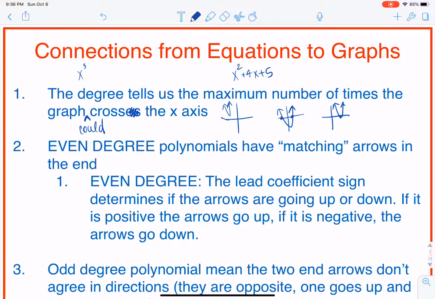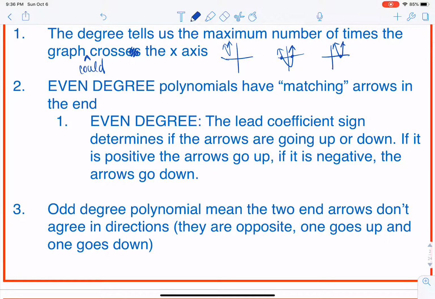So something that has a degree of 3 could potentially cross the x-axis 3 times, and that could look something like this, right? So here's 1, 2, and 3. It could also look something like this and only cross the x-axis once. So our degree also tells us something about the end behavior of the polynomial. And we talked about end behavior in the beginning of this year when we talked about functions.